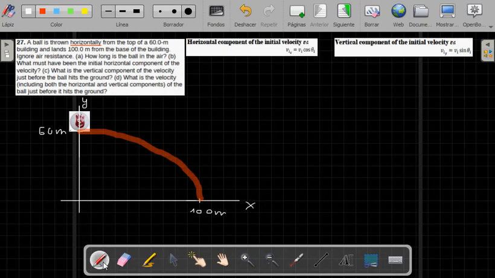Now, the second thing that you have to do for this kind of exercise is calculate the horizontal and the vertical components. So let's do it, and let's start with the horizontal component of the initial velocity. That will be Vix, or horizontal component of the initial velocity, equals the initial velocity times the cosine of the angle. But something really strange is going to happen here, because we don't have, in fact, the initial velocity. It's not there. Nobody has given it to us.